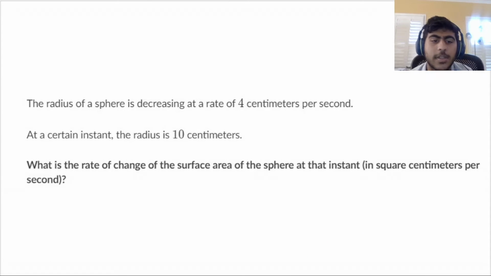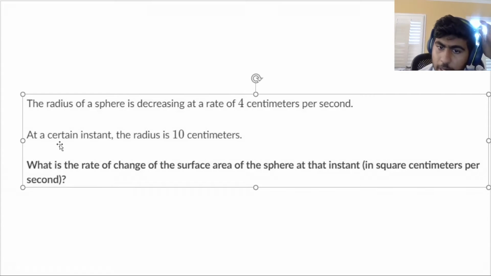The radius of the sphere is decreasing at a rate of 4 centimeters per second. We're told that at a certain instance the radius is 10 centimeters, and we're asked for the rate of change of the surface area of the sphere at that instant. Let's see what we can do.